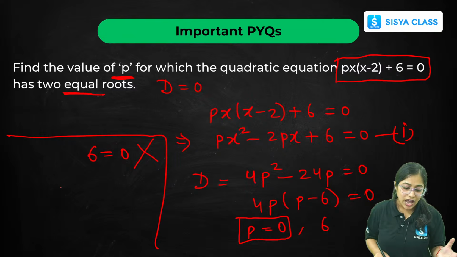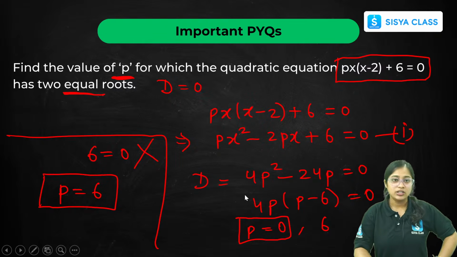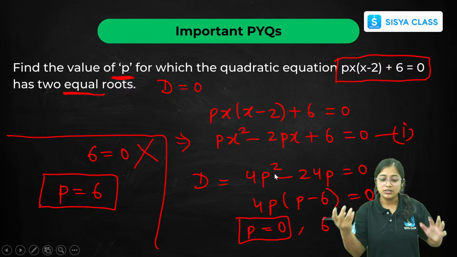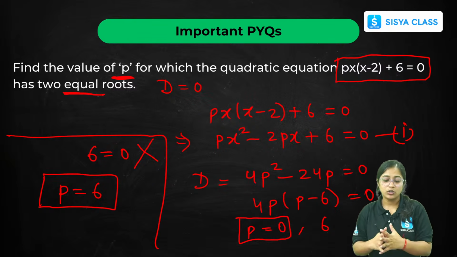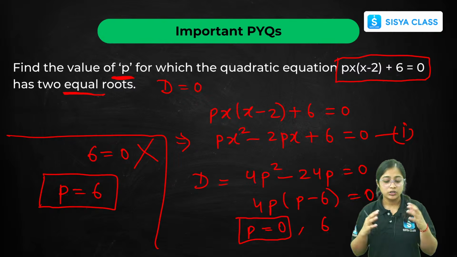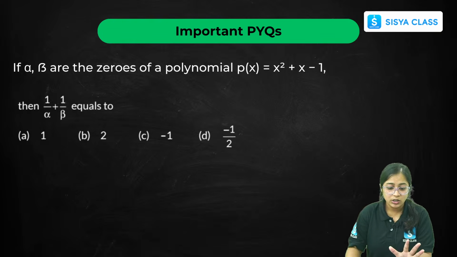So what is the value of p? The value of p is 6, okay? This is the value of p. So this question was also very easy, just like see what is the discriminant, substitute it equal to 0 and you will get the value of your p, okay? So this was the question.